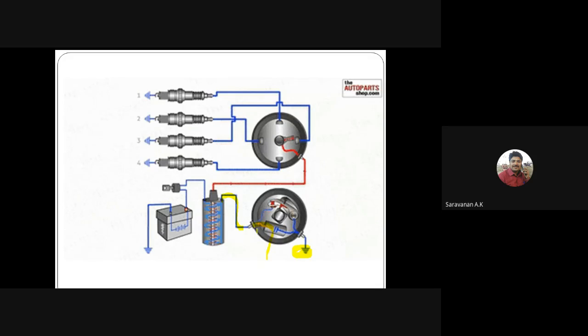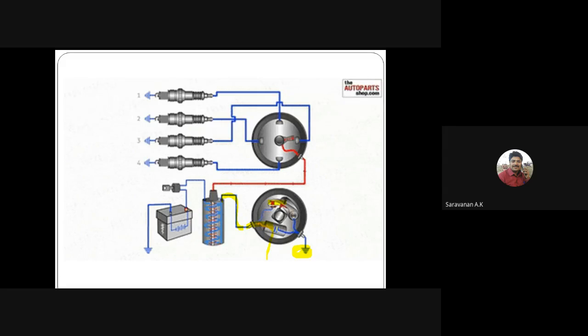So I connected here the condenser or a capacitor. Once the contact breaker disengages, the current will flow here. The current flow starts passing into the condenser. So the condenser or a capacitor will store the current.